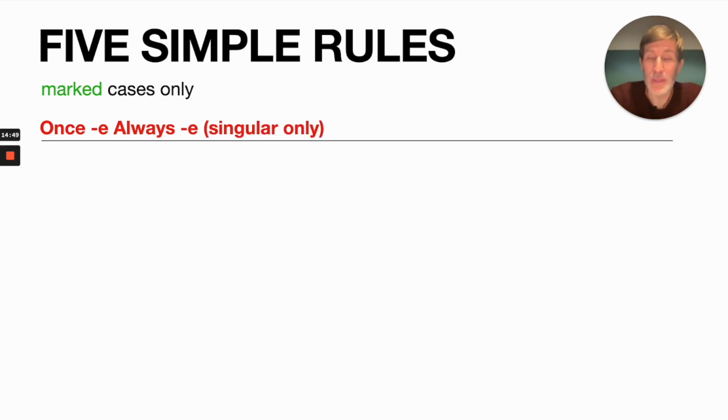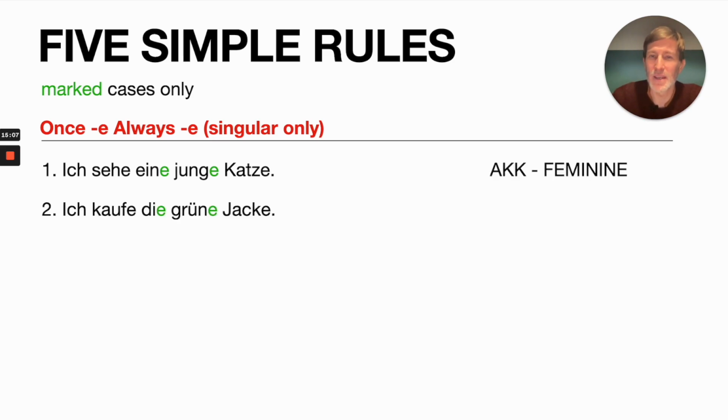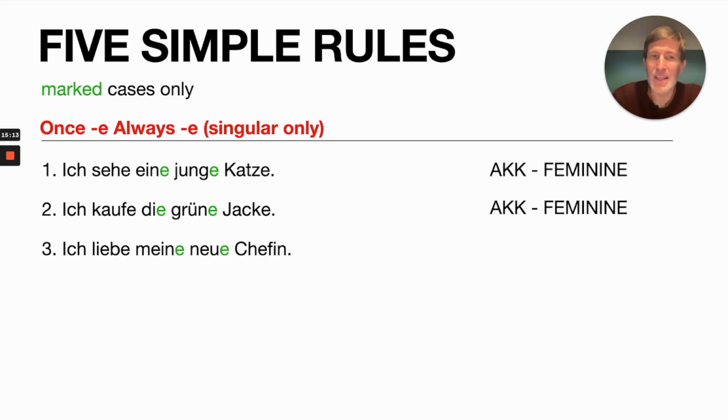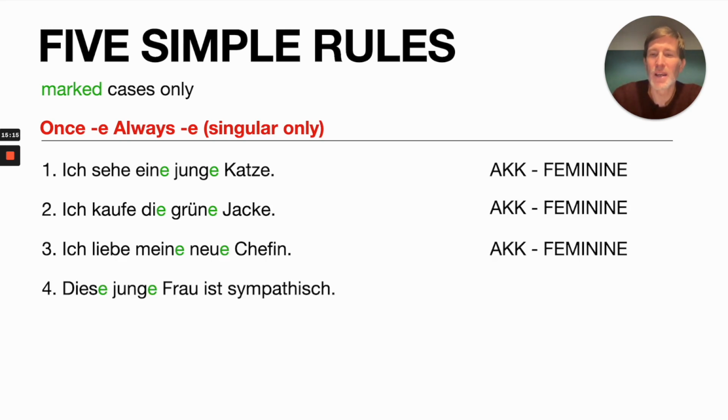Second rule. I'm hiding the rule behind my face. It's a second rule. Once E, always E, and you know this by now. So if the article in front of the adjective ends in E, the adjective also gets an E. Eine junge Katze. Die grüne Jacke. Meine neue Chefin. Diese junge Frau ist sympathisch. See how beautiful. As soon as you know it's diese Frau and you want to add an adjective, copy. No problem.